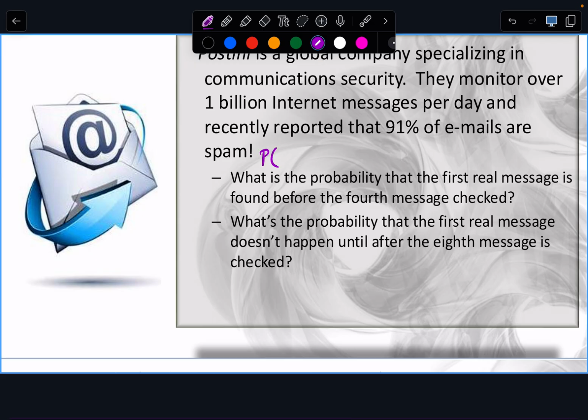So again, first thing we've got to figure out is the notation. What is it I'm trying to calculate here? I want the probability that the first real message happens before the fourth message is checked. So what would that look like in notation? The probability that X is less than 4.